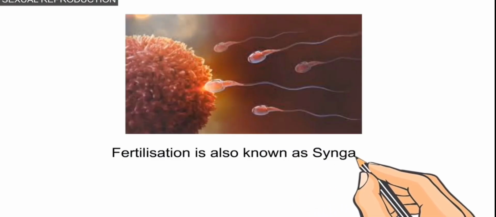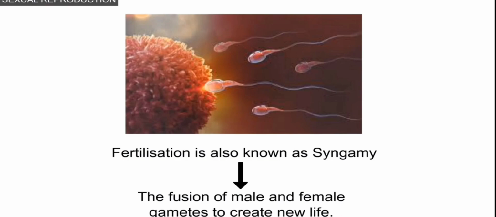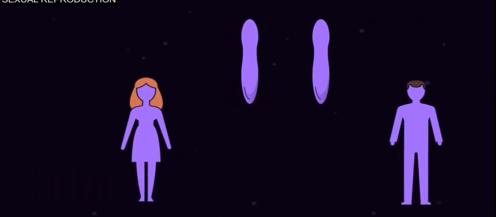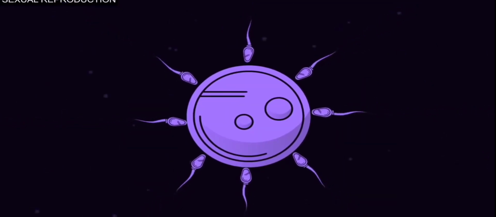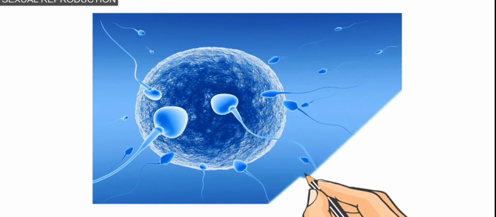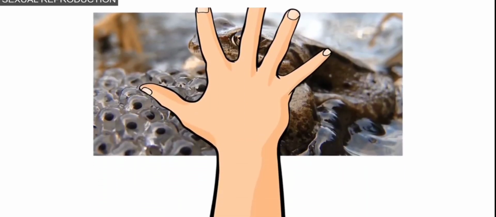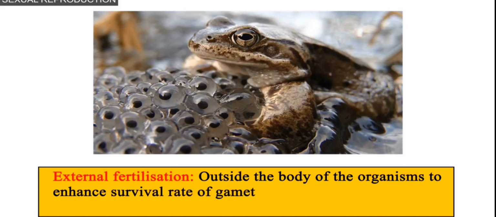Fertilization is also known as syngamy. It is the story of a male gamete trying to unite with the female gamete to create new life. We have already seen how haploid gametes are formed through cell division. These haploid cells fuse to form a diploid zygote, the precursor of an embryo. We have seen how male gametes are produced in large numbers to ensure fertilization takes place. But this becomes all the more important if fertilization is external and takes place outside the body of the organisms, to enhance the survival rate of gametes and ensure that they reach the desired target.